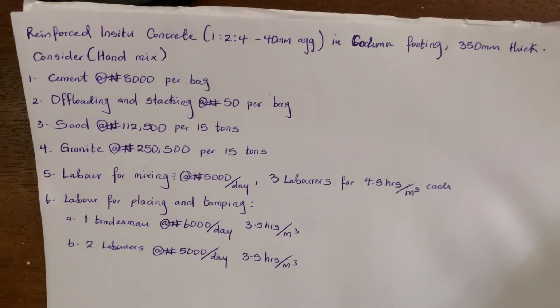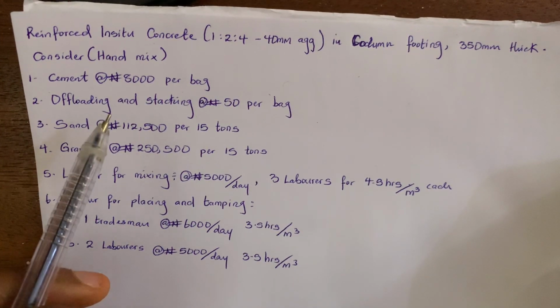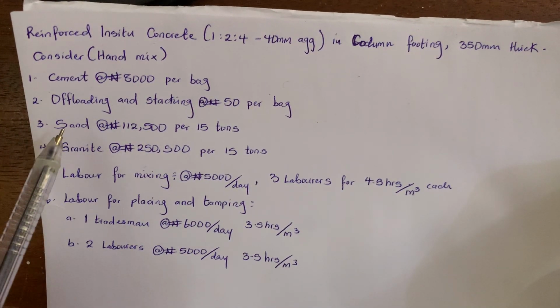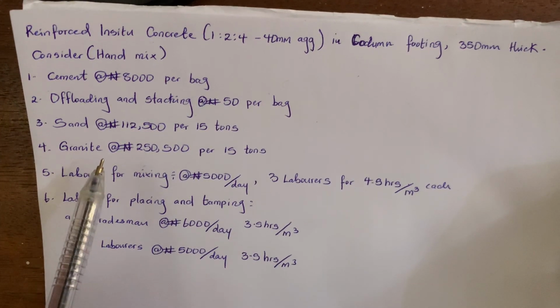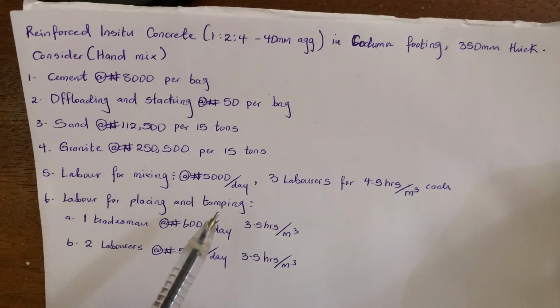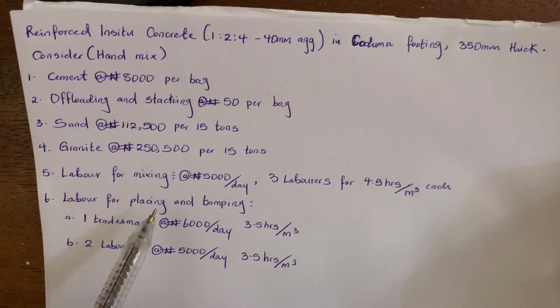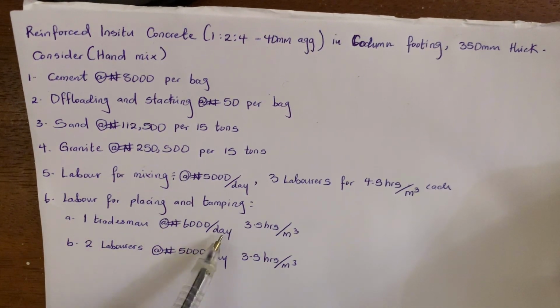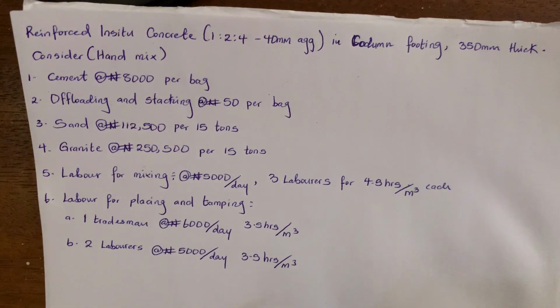If you look at our consideration, we have cement per bag at 8,000 naira. Offloading and stacking for the cement is 15 naira per bag. Sand for 15 tons is 112,500. Granite 15 tons is 250,500. The labor for mixing is 5,000 naira per day. That's 3 laborers for 4.5 hours per meter cube each.